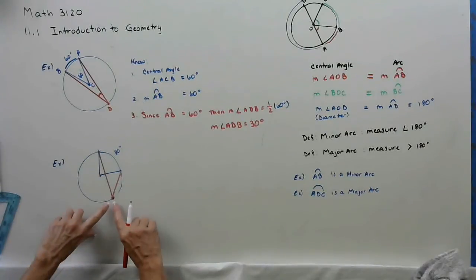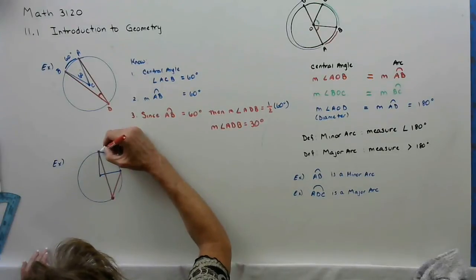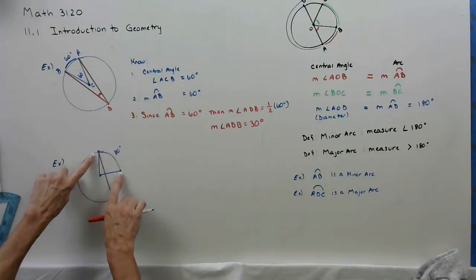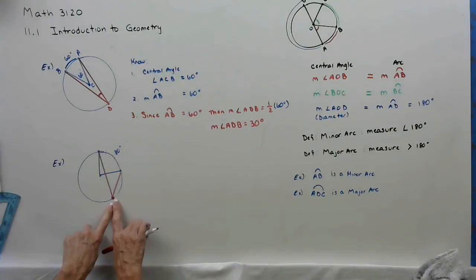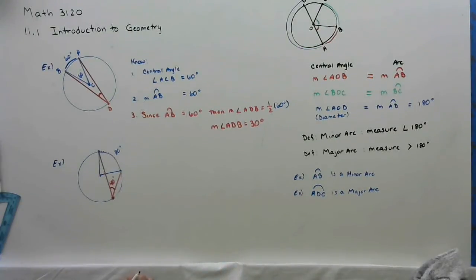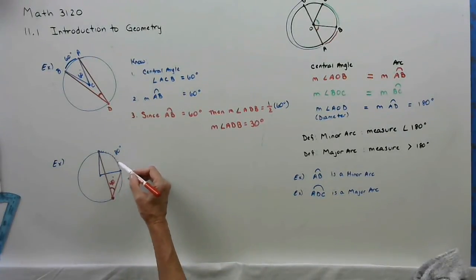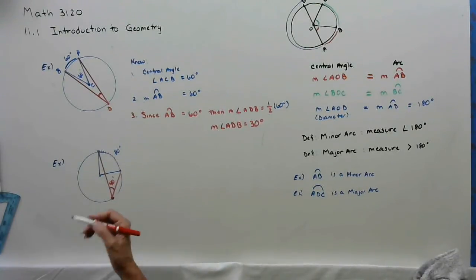So notice the endpoints still create the same arc. It's still this same arc that's 80 degrees, but instead of going to the central angle, which is also 80, it goes to any other point on the circle, which means it is automatically half the size of the arc. So the central angle equals the arc that it spans. Any other point anywhere else on the circle will be half of that arc.